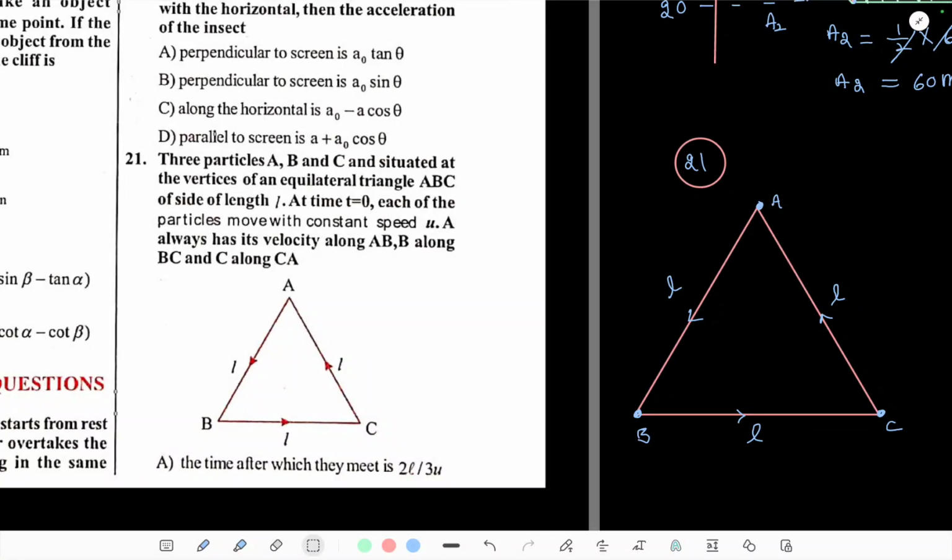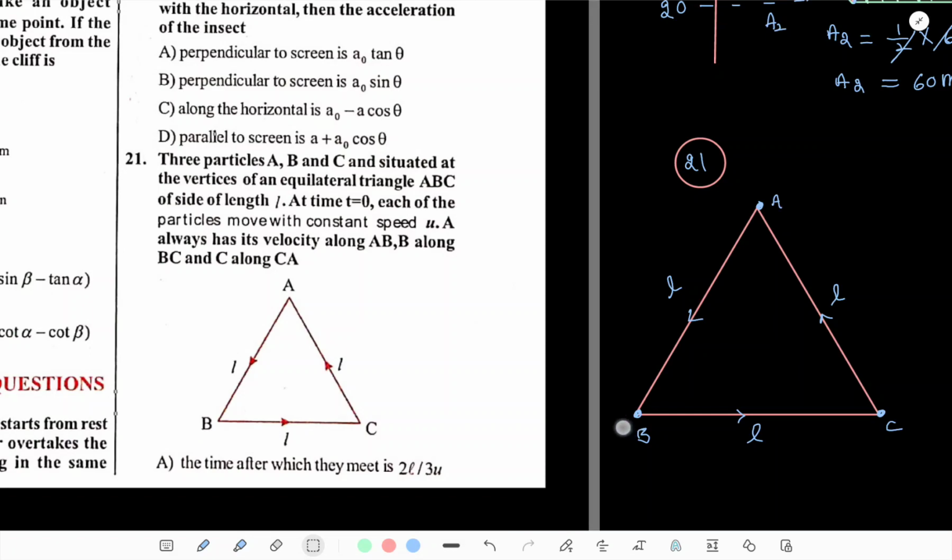Let's see question number 21. There are three particles A, B and C situated at vertices of an equilateral triangle ABC of side L. At time t equals 0, each of the particles moves with constant speed u. A always has its velocity along AB, B along BC, and C along CA.